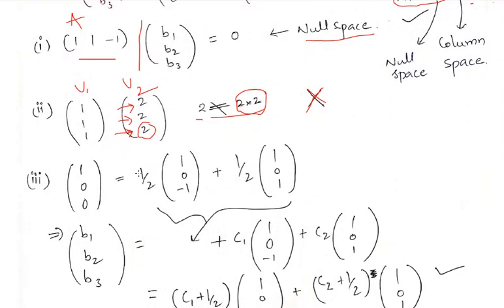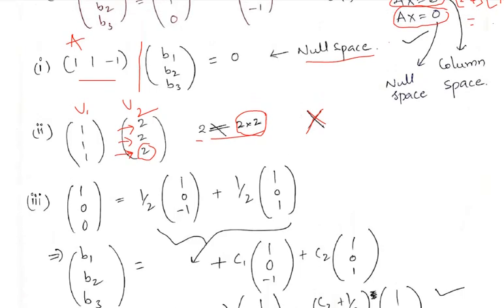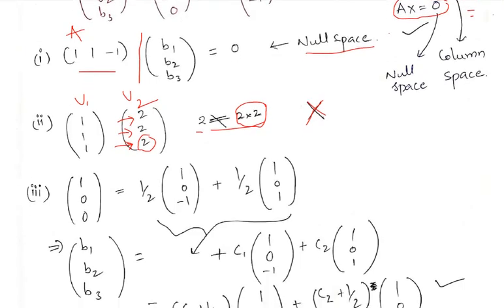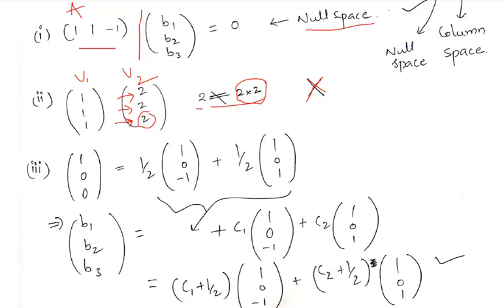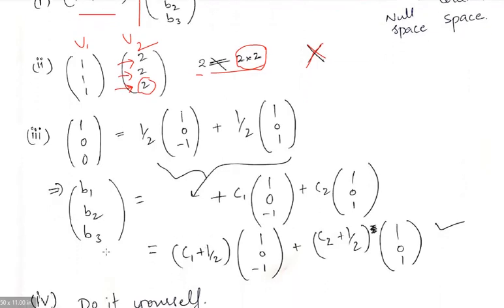See here, 1 by 2 into 1 0 1. So minus 1 by 2, 0, 1 by 2 plus 1 by 2, 0, 1 by 2. So 1 by 2 plus 1 by 2 is 1, 0 plus 0 is 0, and minus 1 by 2 plus 1 by 2 is 0. So one column vector is the resultant of the addition of two scalar multiplied column vectors. I can write it like this: b1 b2 b3 is equal to this value, which is nothing but this part.